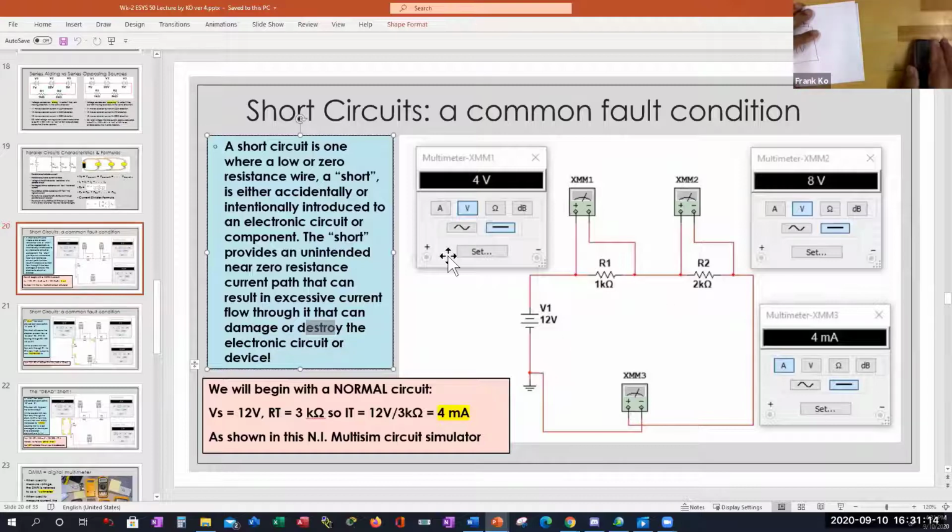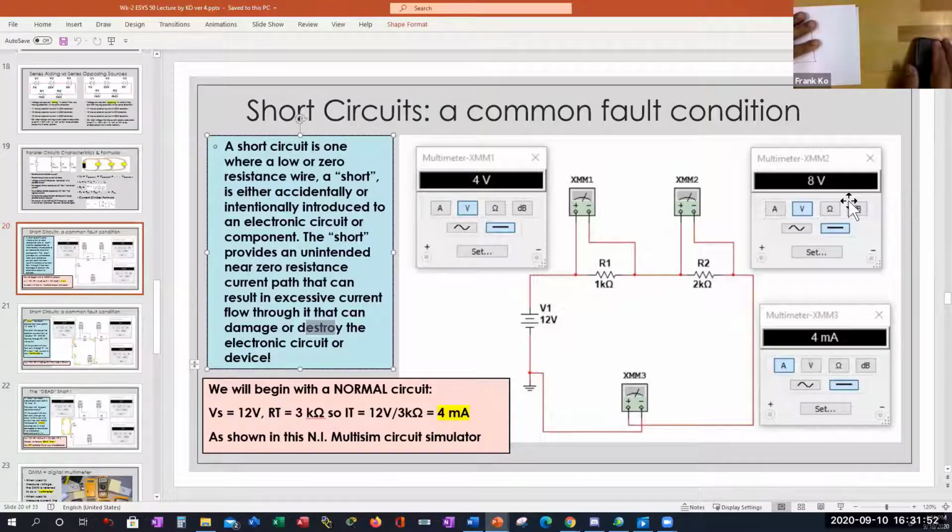So let's see what happens here. Take a look under normal circumstances. I start this illustration with the normal circuit: 12 volts, 1 k ohm, 2 k ohm. There's only 2 resistors, a total of 3 k ohms. And 12 volts divided by 3 k ohms gives you 4 milliamps. Under normal conditions, what is the voltage across the first resistor? 4 volts. What is the voltage across the second resistor? 8 volts. Does this 4 plus this 8 add up to 12, yes or no?